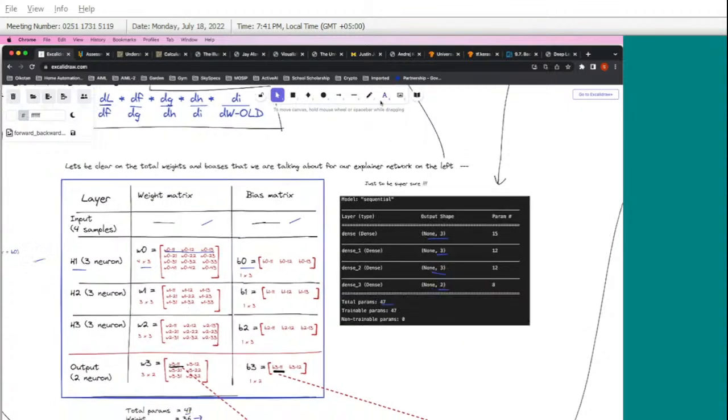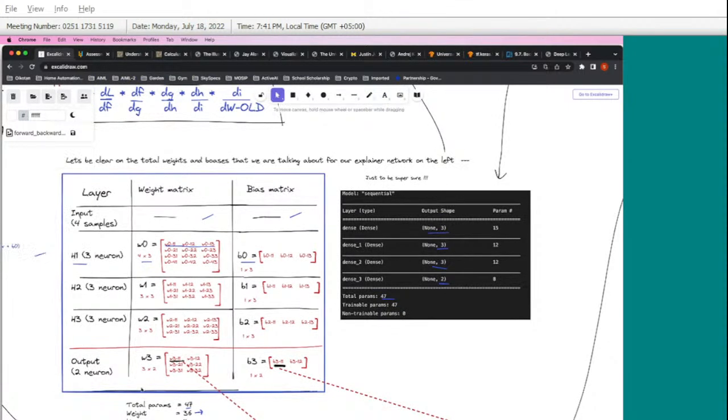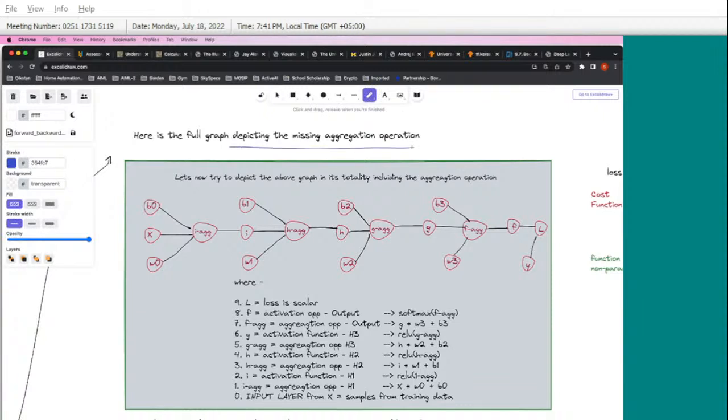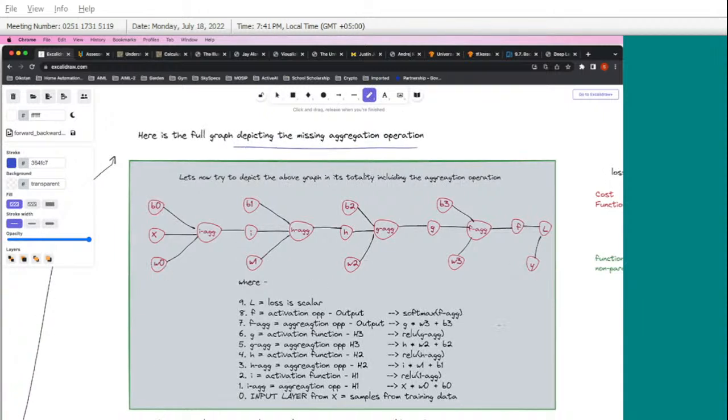So if this is the position of my weight matrix and bias matrix, I am going to update my graph, and there is a reason why. I'm going to update my graph into something like this. This is my full graph. I'm just going to explain: this is exactly the same as my earlier graph, only I have ensured that things are separate in some way. Earlier, this is my input, this is my H1, this is my H2, this is my H3, and this is my output.